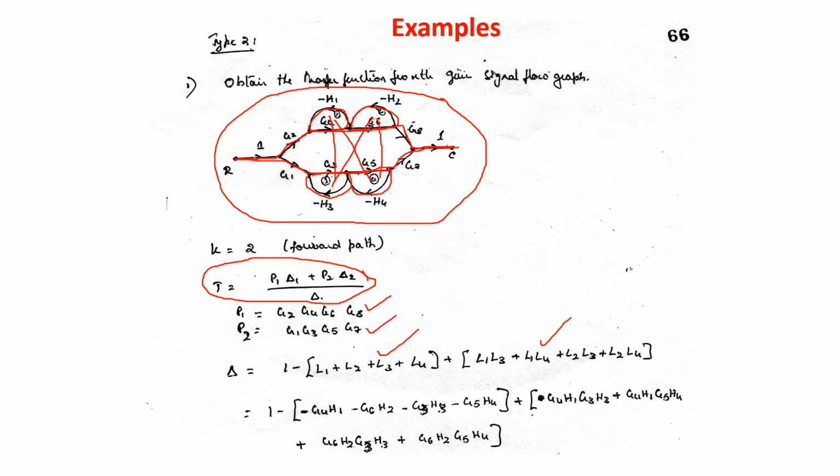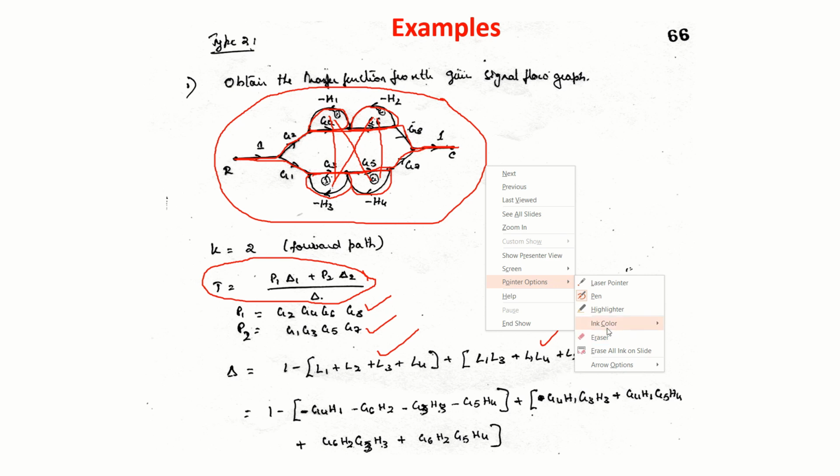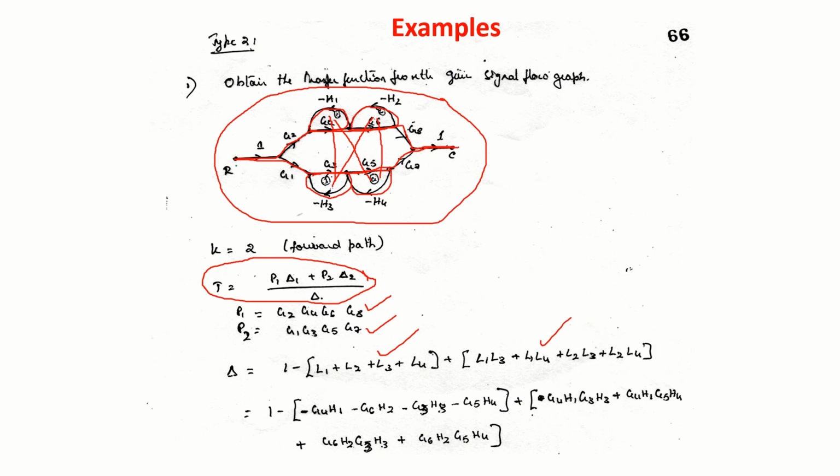Now, if you consider the first forward path, let me change the color. If you consider this forward path, these 2 loops are not touching. So 1 minus L3 plus L4. But these 2 are touching loops. That's equal to delta 1. Delta 2.